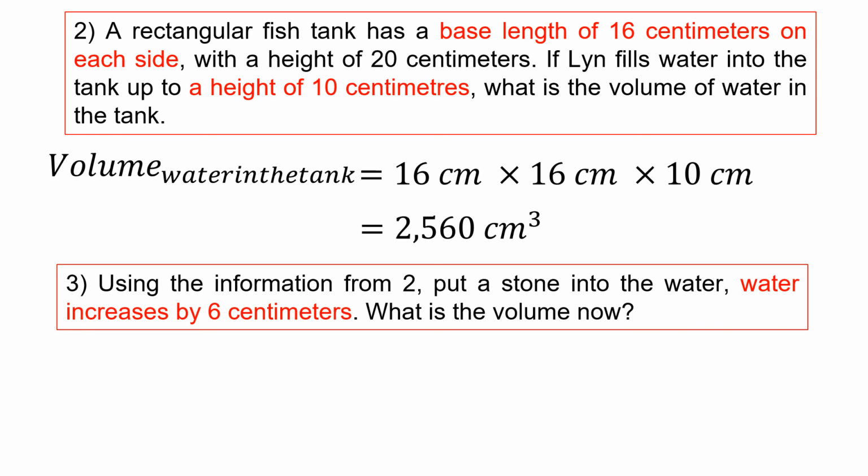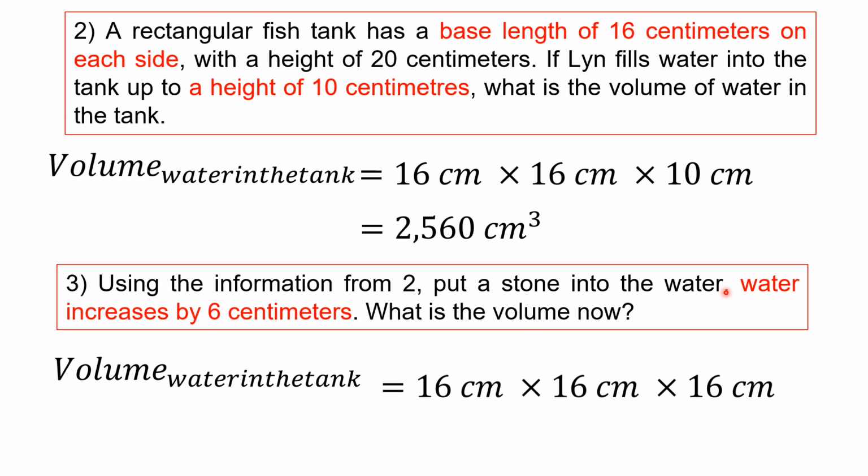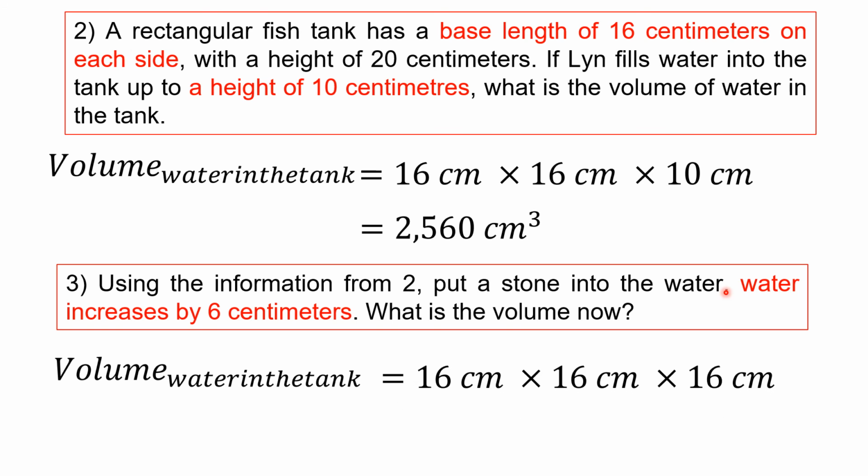For problem number 3, the height that we are going to use is 16. Why 16? Because it says here, water increases by 6 centimeters. So the original height of the water is 10. So 10 plus 6 is 16. So therefore, the volume of the water now is equal to 16 times 16 times 16 centimeters, which is equal to 4,096 cubic centimeters.